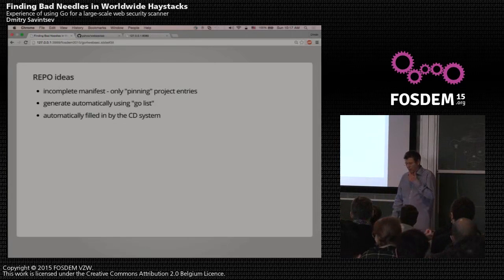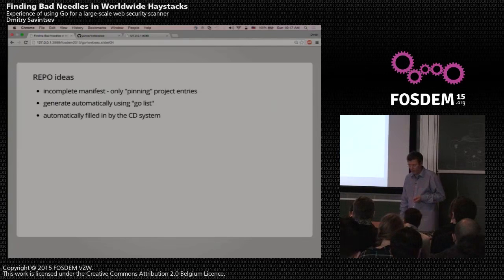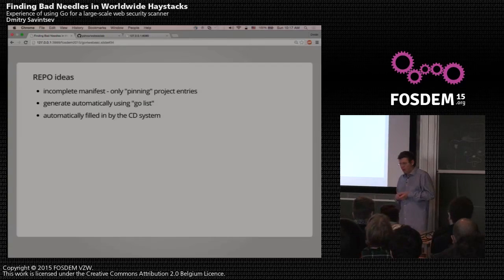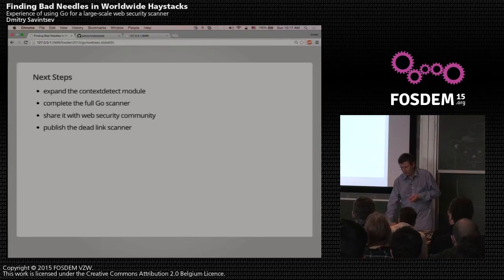Now we are thinking about it. I like default.xml because then I don't have to invent a custom wrapper manifest format, and it's something that some developers know already. We're thinking about maybe generating it automatically with Go list, so that you can change only the versions, put in the revision if you want to pin certain libraries, and it can also maybe be filled in by the CD system automatically.